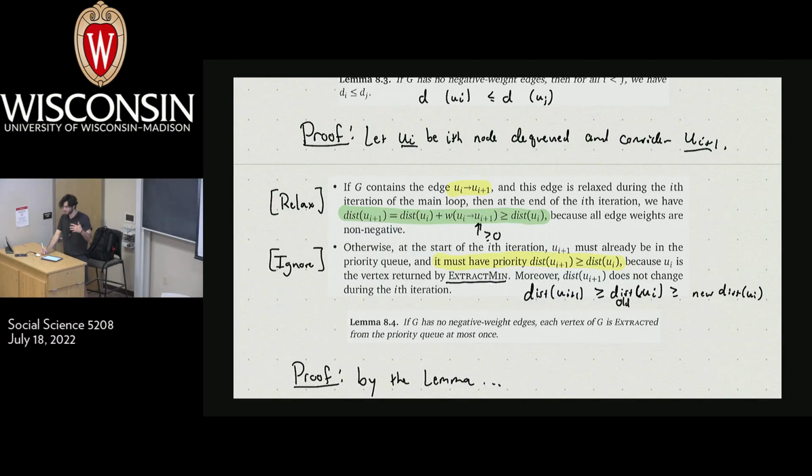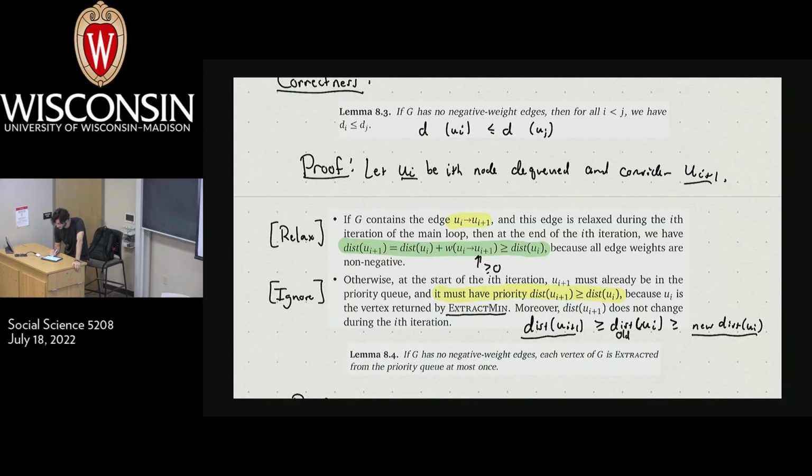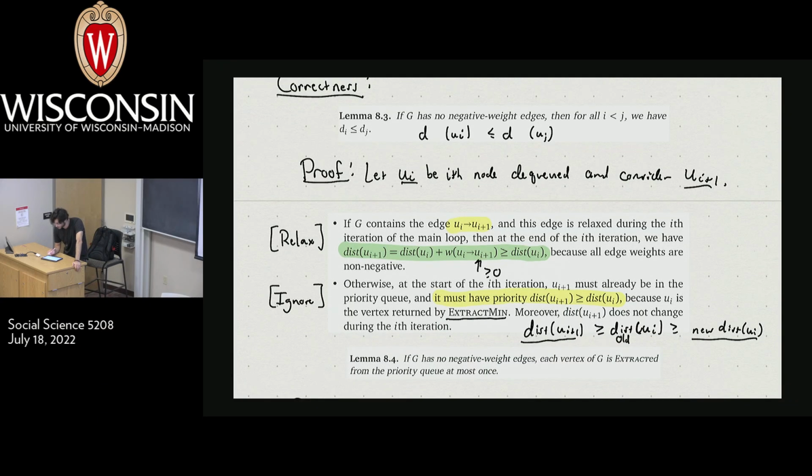At the very beginning of iteration i, we took ui off of the queue, so its tentative, its estimated distance was smaller than ui plus 1's estimated distance. And then we possibly improved its distance. We made it even smaller. So in particular, the distance of ui plus 1 has to be larger than the new distance of ui because it was even larger than the worse old distance. So in either case, the distance of ui plus 1 will be at least the distance of ui, which is what we wanted to prove there.